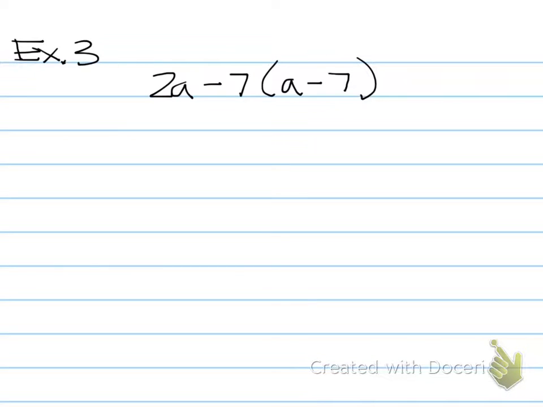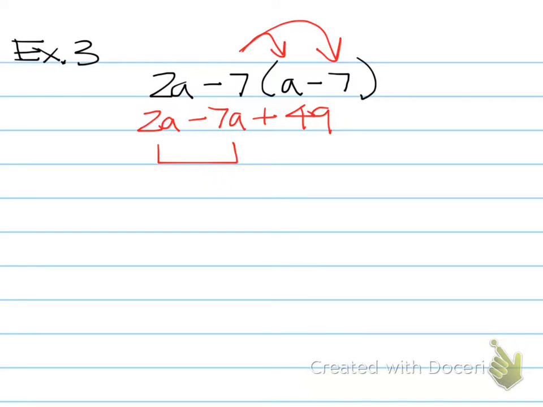Next example, we have 2a minus 7 times the quantity a minus 7. First thing we want to do is distribute, so we're going to multiply the negative 7 times all the terms inside the parentheses. When we do that, we will get 2a, and then negative 7 times a is negative 7a. Negative 7 times negative 7 is 49. Now we want to look for any like terms, and we do have like terms. 2a and negative 7a are like terms, so we add their coefficients. 2 minus 7 gives us negative 5. We get negative 5a plus 49.